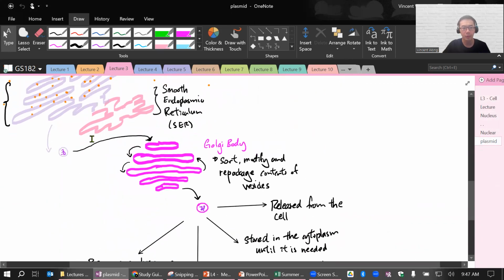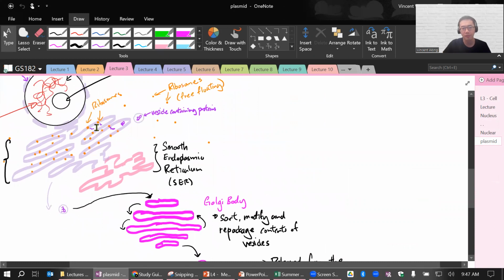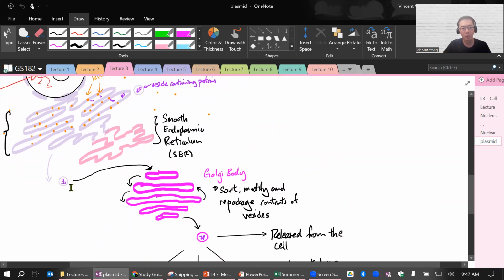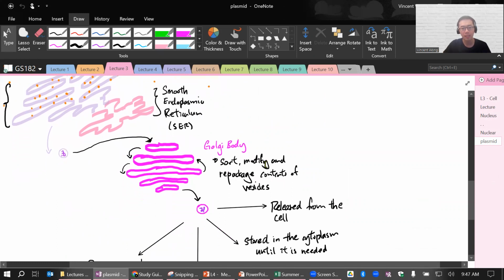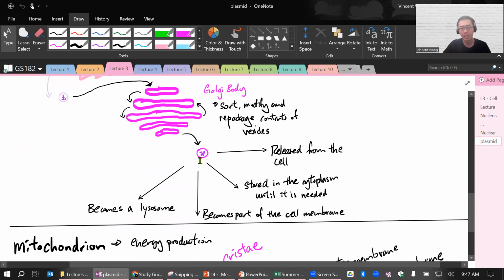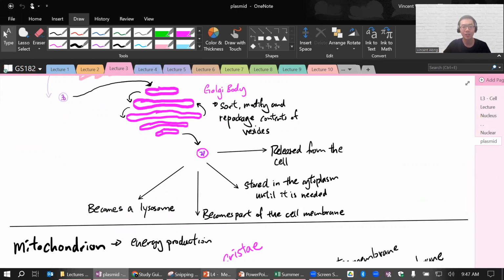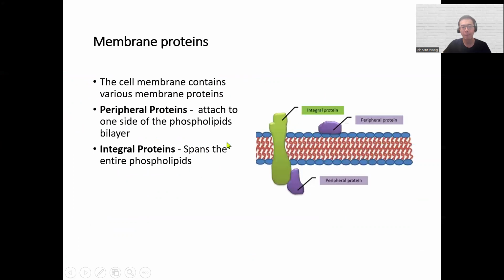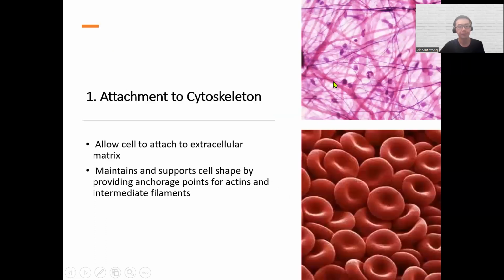And you know, we make the proteins from the ribosome, from the rough ER. The vesicle will go to the Golgi body. It will get sorted, modified, and repackaged. And then some will become part of the cell membrane. So this vesicle with the protein in it will move all the way to the cell membrane, and it will insert itself there. And that's when it becomes either an integral protein or a peripheral protein.